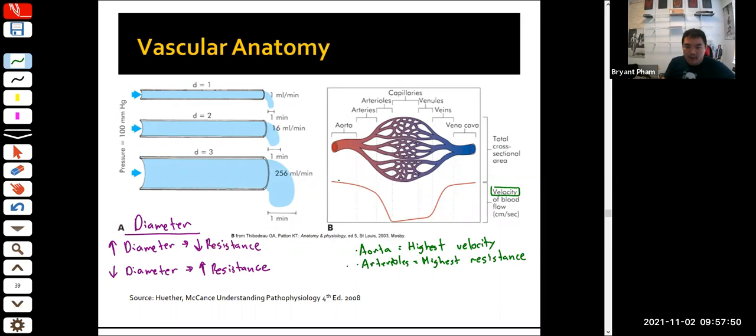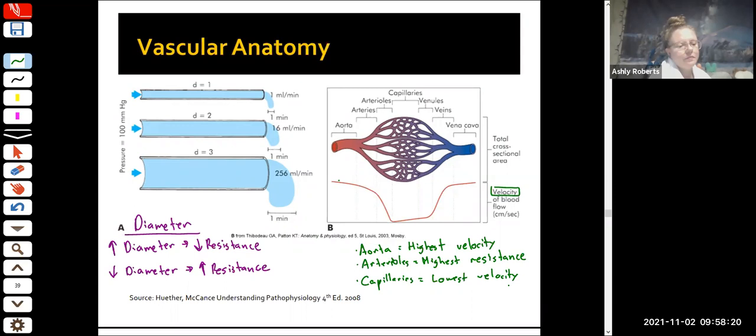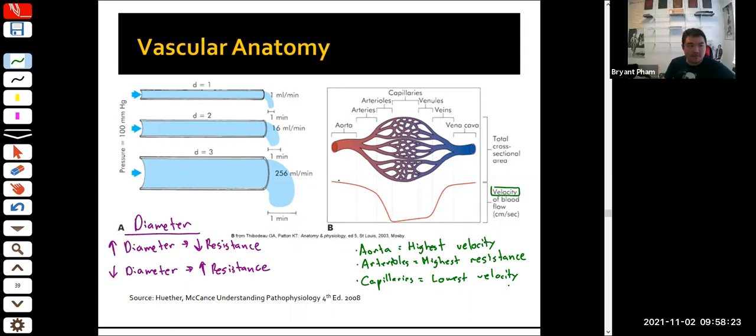And then capillaries. They have the lowest velocity. Again, recapping why. Why do your capillaries have the lowest velocity? So you can do gas exchange. Perfect. Yeah, gas exchange. Allow for gas diffusion.